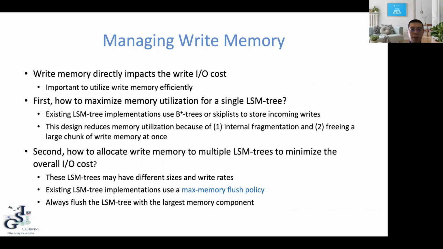Second, how do we allocate the write memory to multiple LSM-trees to minimize the overall I/O cost? These LSM-trees may have different sizes and write rates. And existing LSM-tree implementations typically use a max memory flush policy that always flushes the LSM-tree with the largest memory component. But we found this flush policy is not ideal.